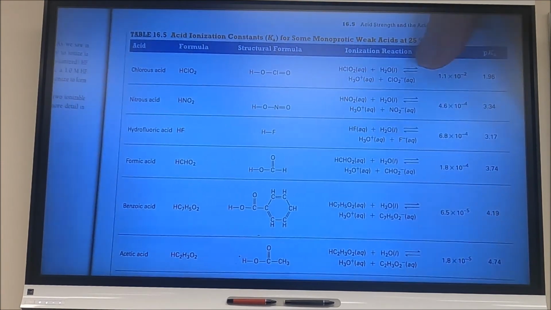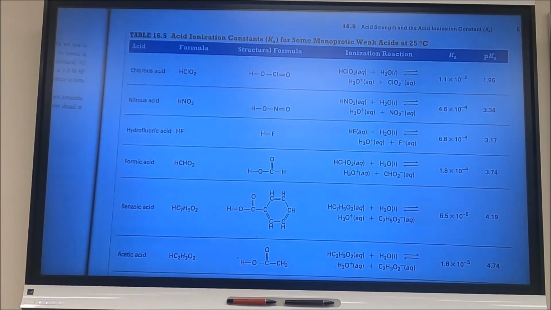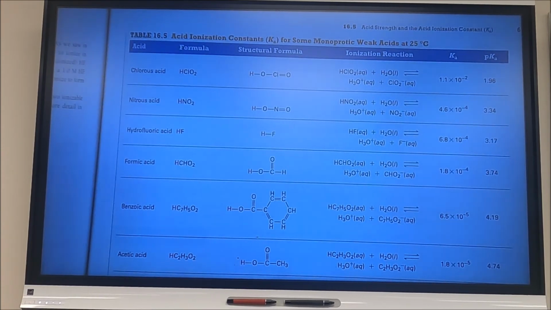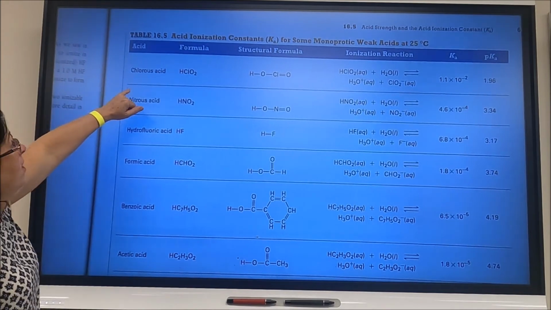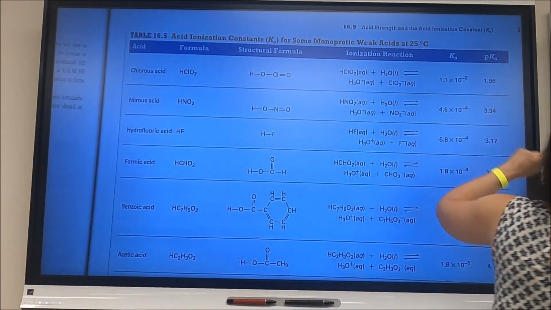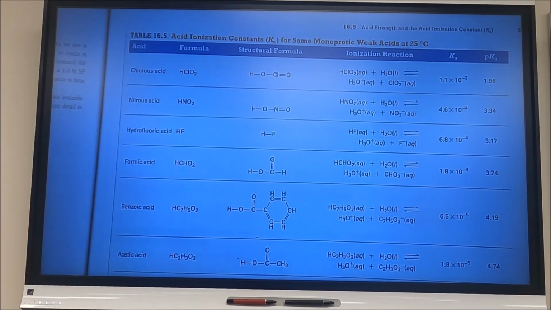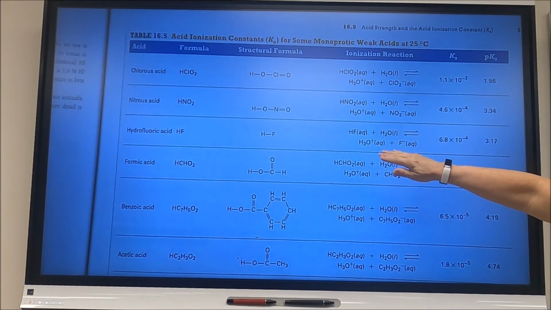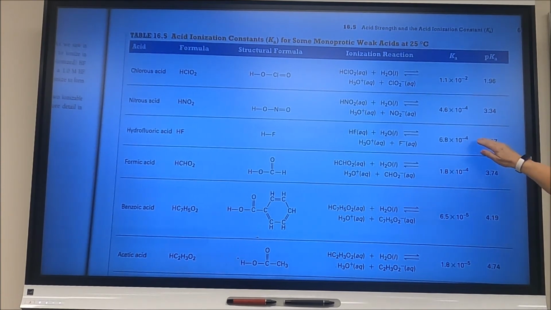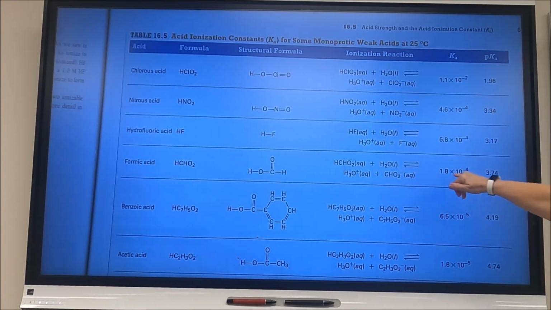Now, here are some weak acids, okay, and their Ka values. So, chlorous acid has a Ka value of 1.2 times 10 to the minus 2. Nitrous acid has a Ka value of 4.6 times 10 to the minus 4. Hydrofluoric acid, 1.6 times 10 to the minus 4. Formic acid, 1.8 times 10 to the minus 4.